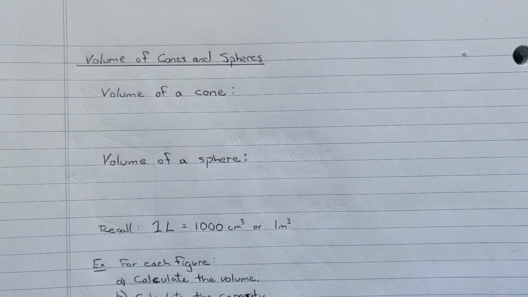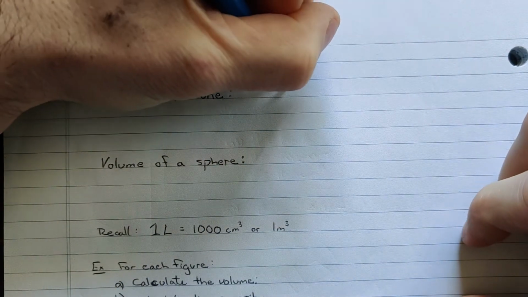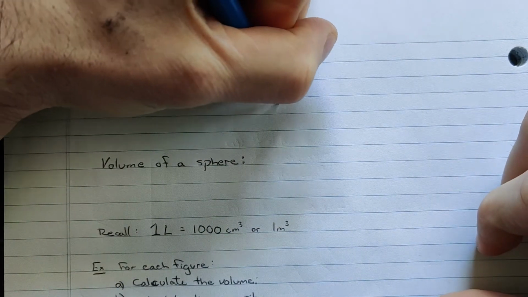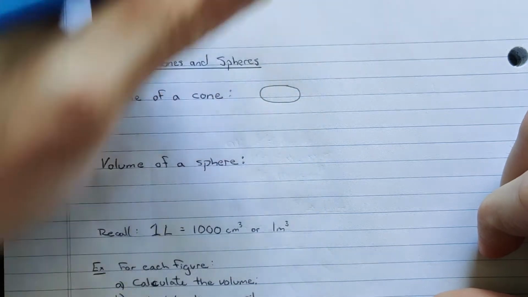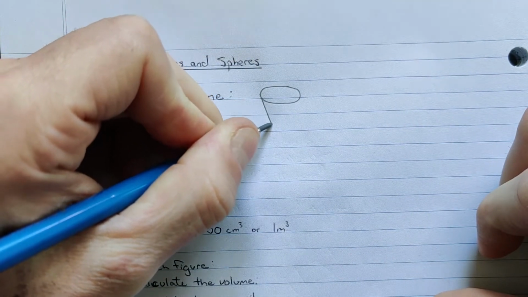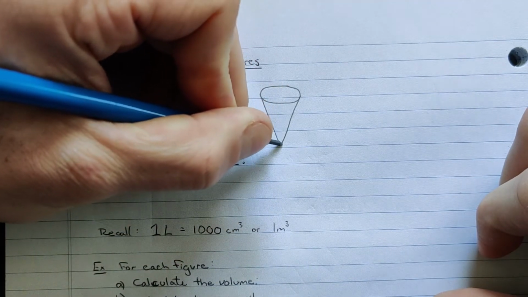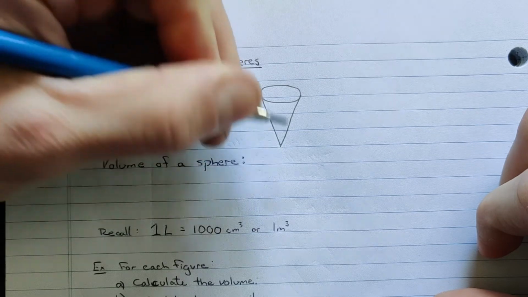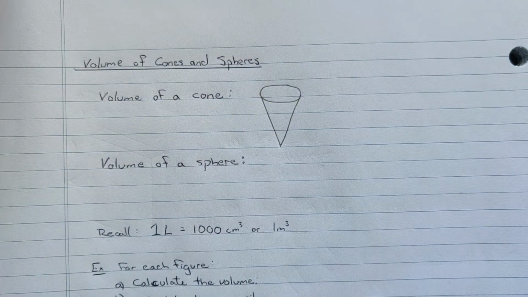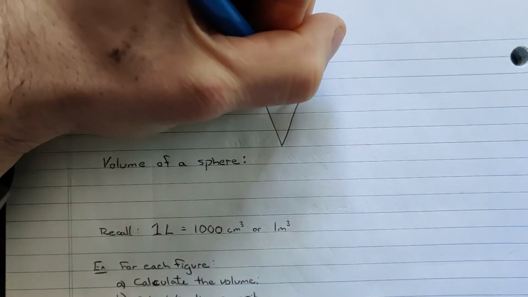So in this video, we're going to take a look at the volume of cones and spheres. So a cone is a circular base that, unlike a cylinder, tapers off to a point at one end. It's kind of like a circular base pyramid. And actually the formula for a pyramid is very similar to that of a cone.